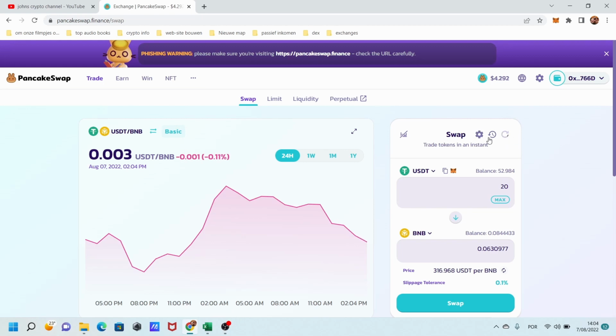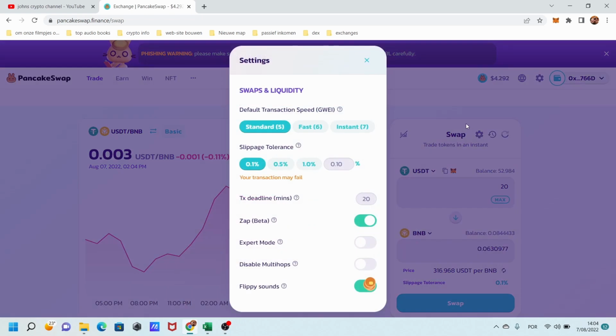Now you have a few icons up here. The first one is the settings wheel. Here you can see what is in it. The first thing that you see is transaction speed. So this is how fast your transaction goes. A 7 gwei, this is what you pay for it. And this is the slippage. The gwei is how fast you want your transaction being done. If it's instant, you pay a bit more as gas fee. And if it's standard, then it's standard. Instant means that it goes very fast. It goes before all other transactions on the block. Yours gets priority over the other ones.